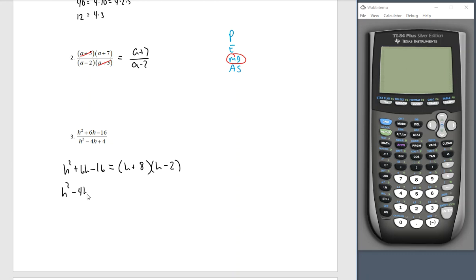H squared minus 4h plus 4. Ooh, I like 4's. 4's are nice because they go really well with 2's. So to get h squared, we know we're going to have h times h. To multiply to get a positive 4, they're going to be the same sign. And since this 4 is negative, we know that they're both negative. Multiply to be 4, add to be negative 4. That's negative 2 and negative 2. So we've factored the numerator completely. We've factored the denominator completely.